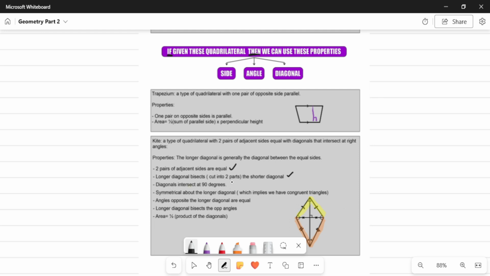The diagonals intersect at 90 degrees. If you're given a diagram and the examiner tells you that that diagram is a kite, what can you conclude about the diagonals? You can conclude that they intersect at 90 degrees. It's symmetrical about the longer diagonal, which implies congruent triangles. So what are we saying? Listen to this. Extremely, extremely important stuff.